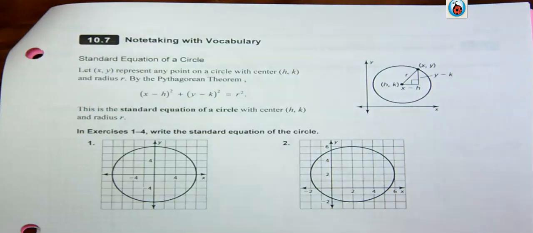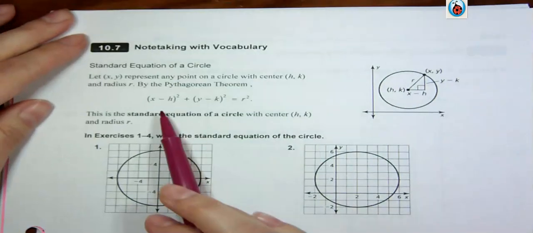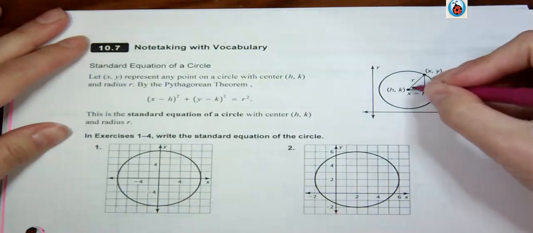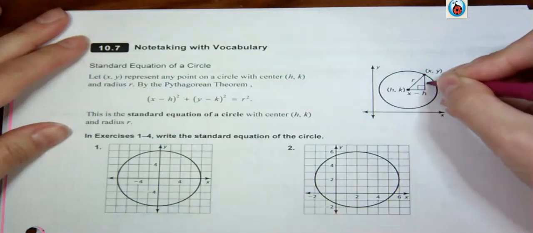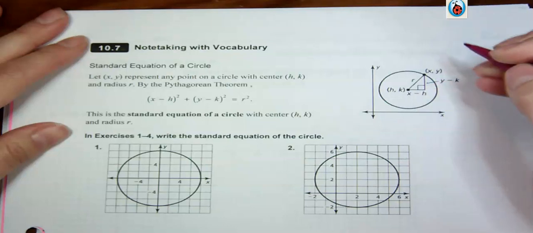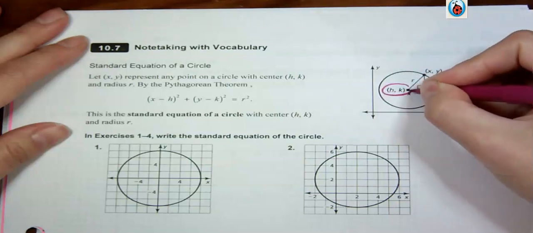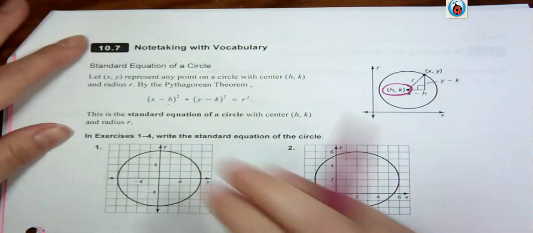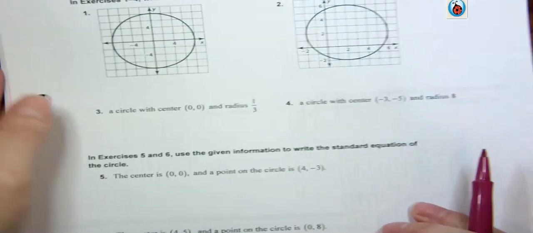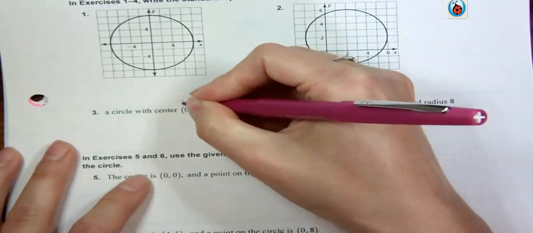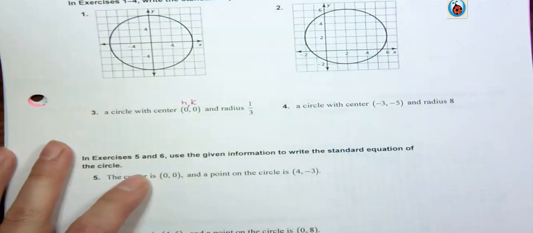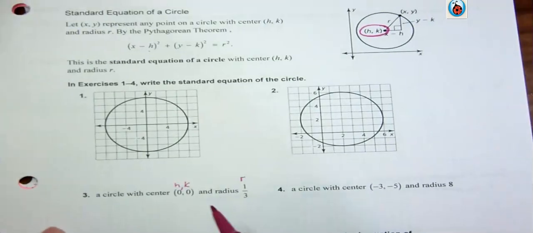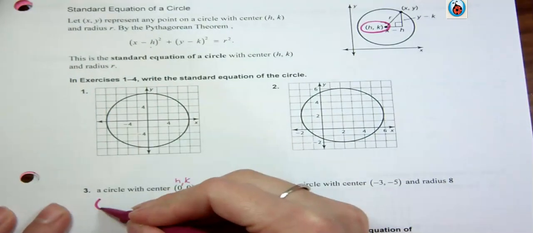Okay, so here we have our last lesson for circles: the standard equation of a circle. The standard equation is as if we did the Pythagorean theorem, but it uses the center of the circle. The x, y value of the center gets plugged in for h and k, and then the radius is squared. If it gives us the center of the circle, that means this is h, k, and then this is our radius.